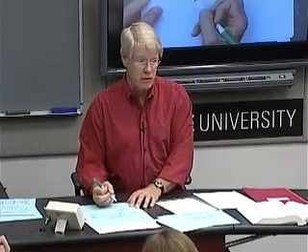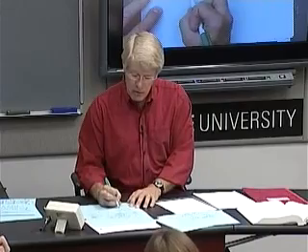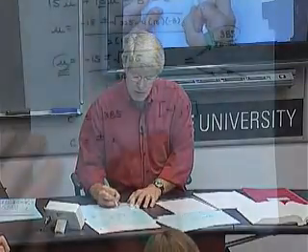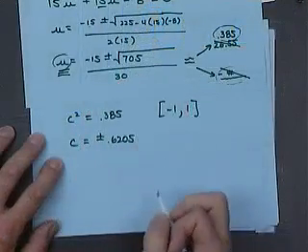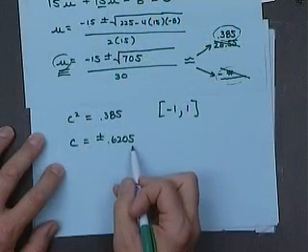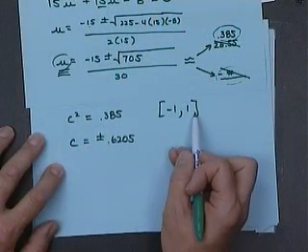Thank goodness for calculators. 0.6205. So do we want them both? Yeah. They're both in here, right?